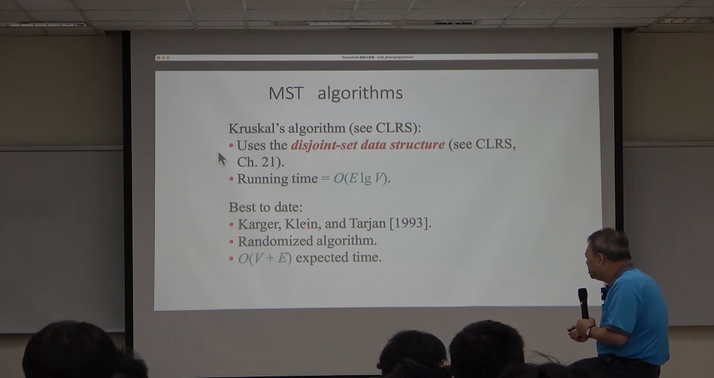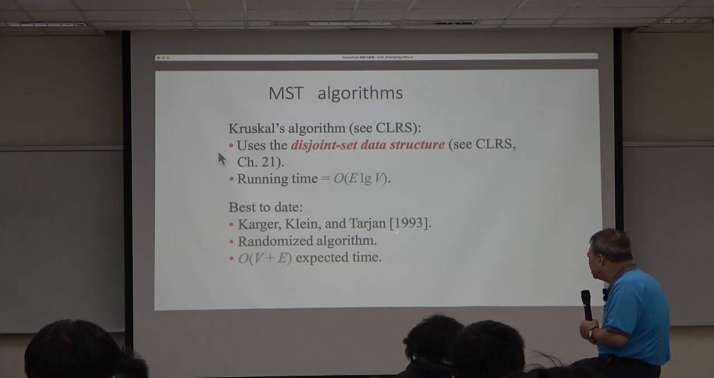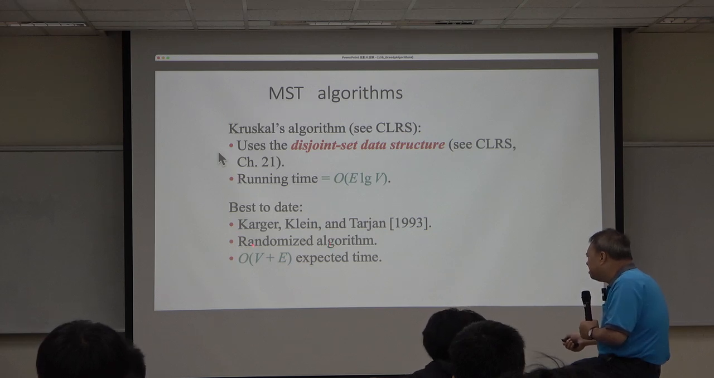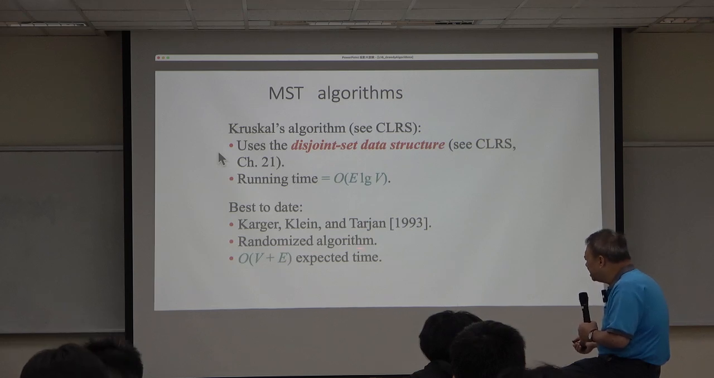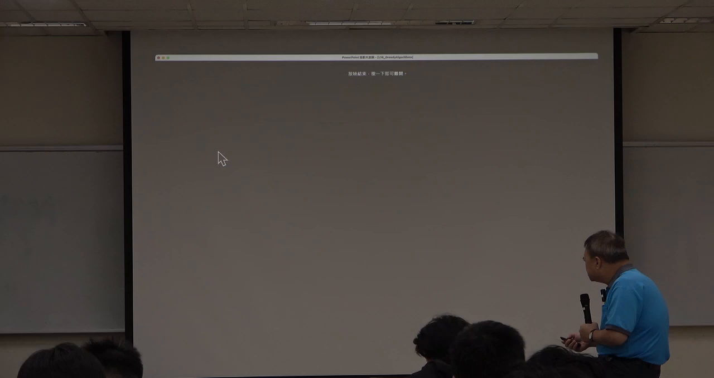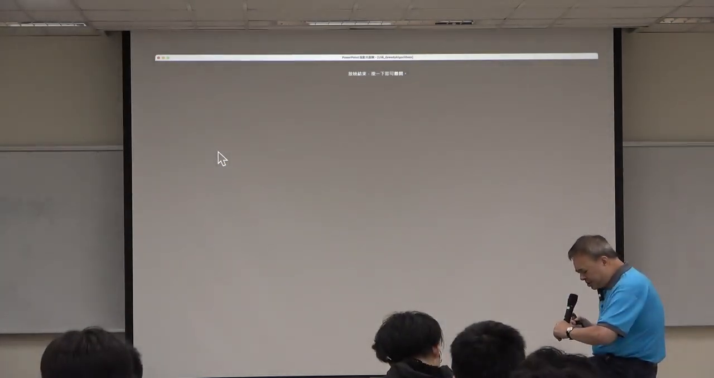The best MST algorithm to this date is the one by Karger, Klein, and Tarjan, which was proposed in 1993. It's a randomized algorithm, and the expected time complexity is big O of V plus E. That's pretty good compared with the previous ones. But you can see that the best they can do is the expected time complexity, not the worst-case time complexity. So that's it for this chapter.